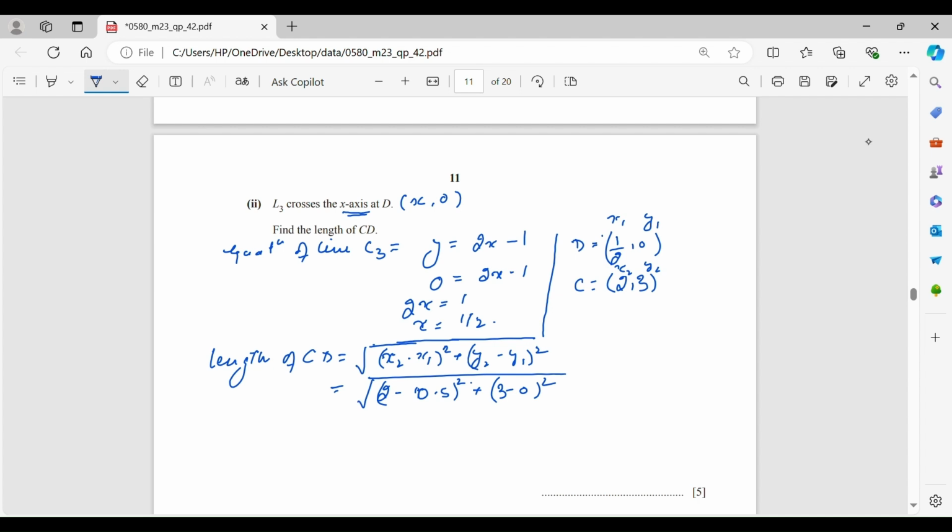We will use the calculator for this. This will be approximately equal to 3.3541, right? So CD will be equal to 3.35 to 3 SF. So CD equals 3.35. Our answer is 3.35. Next part.